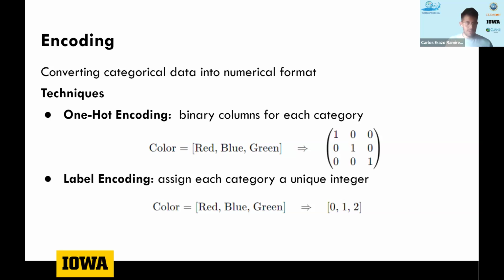Now, encoding is the conversion, again, of categorical data into numerical formats. There are 2 techniques that I'm showing here. One is one-hot encoding, in which you assign binary columns for each category that you have within your data, right? So an image has red, green, blue channels. And what I'm going to do is create a matrix, and I'm going to assign within that matrix those values. Anything from there, it's easier to apply.